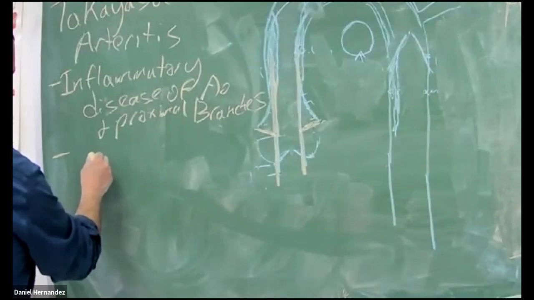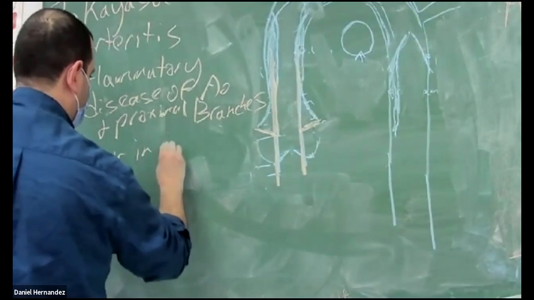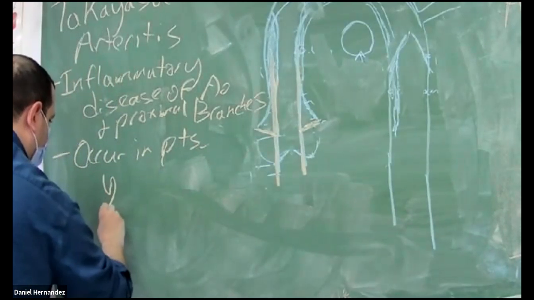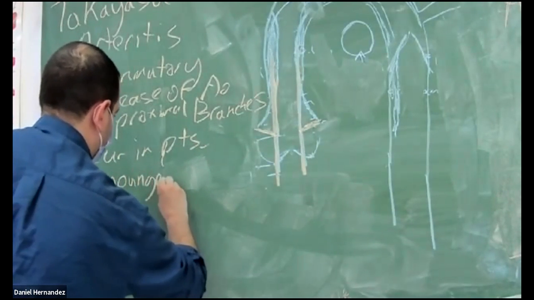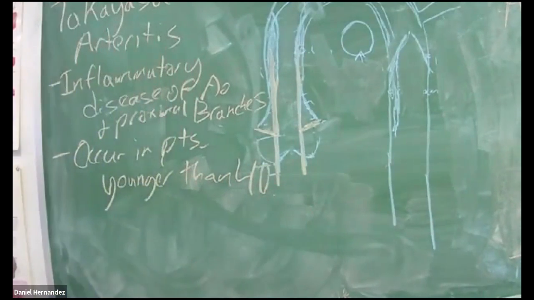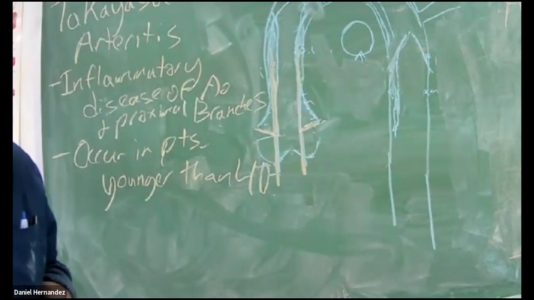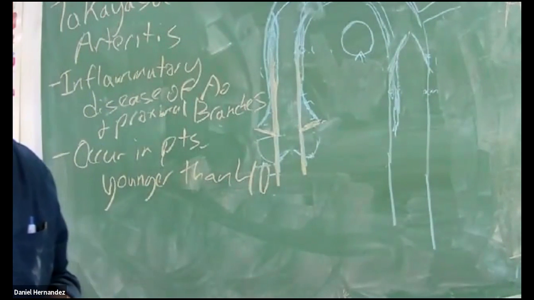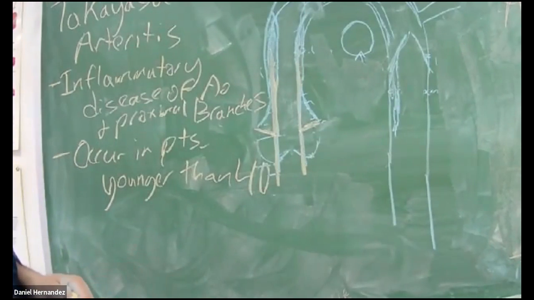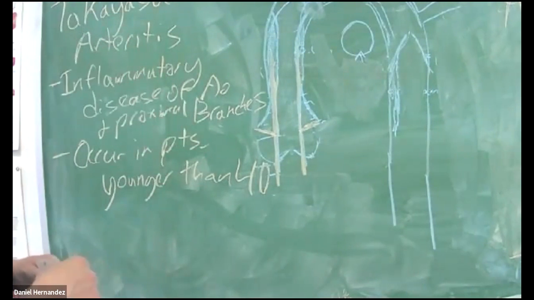It occurs in patients that are younger than 40. So it results in irregular intimal thickening and the accumulation of inflammatory tissue in the proximal aorta and its connections of the major branches, including the coronary arteries.